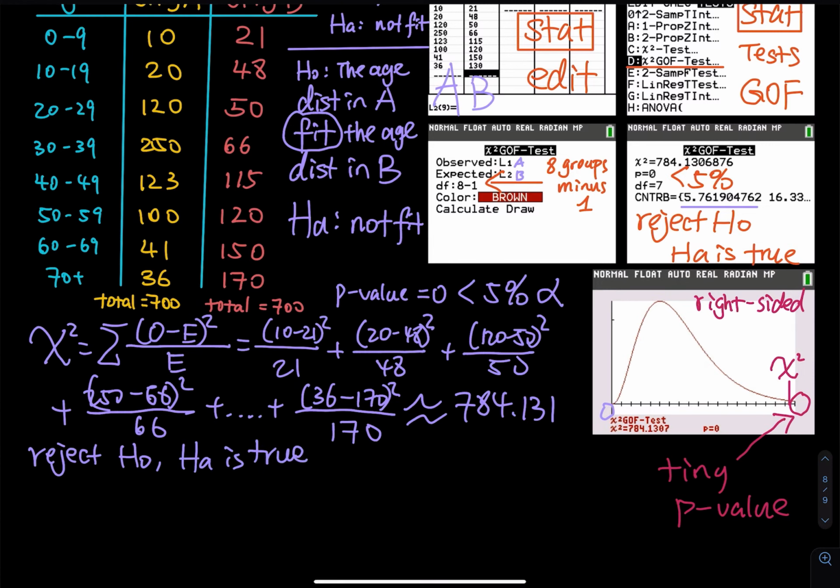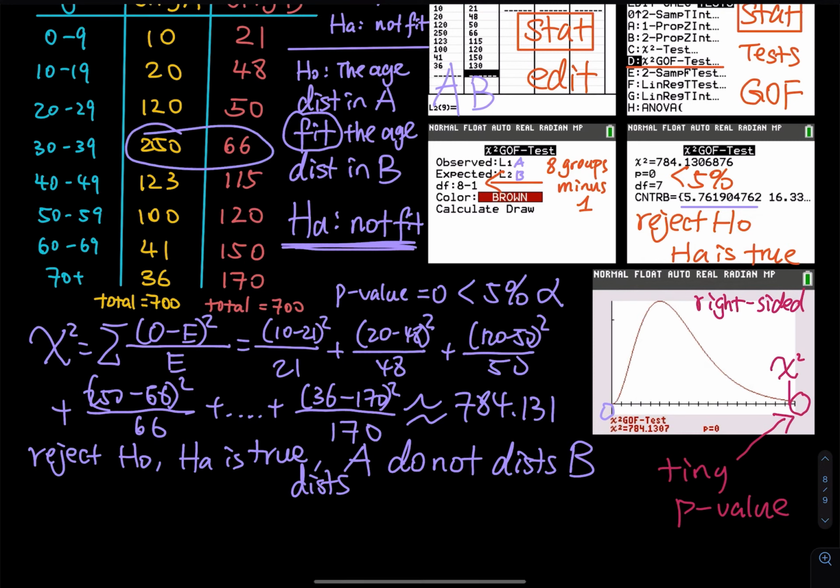Then what do we say? Since HA is true, that means it is a not fit. So that means the age distribution in city A does not fit B, right? So A does not fit B. So the distribution of A does not fit the distribution of B. Not fit. Just like what I said, because you cannot fit a 250 to a 66. All right?